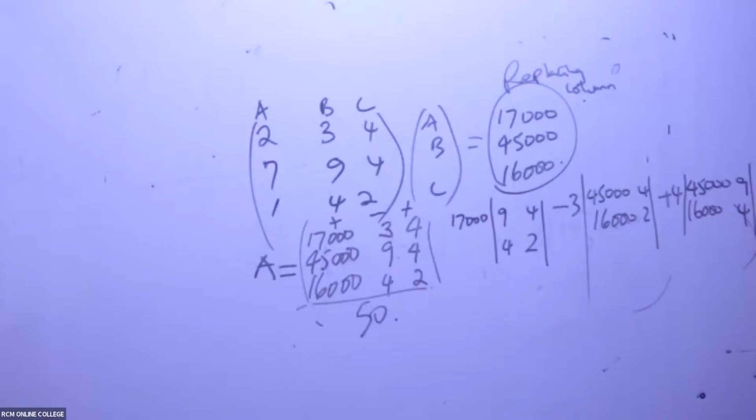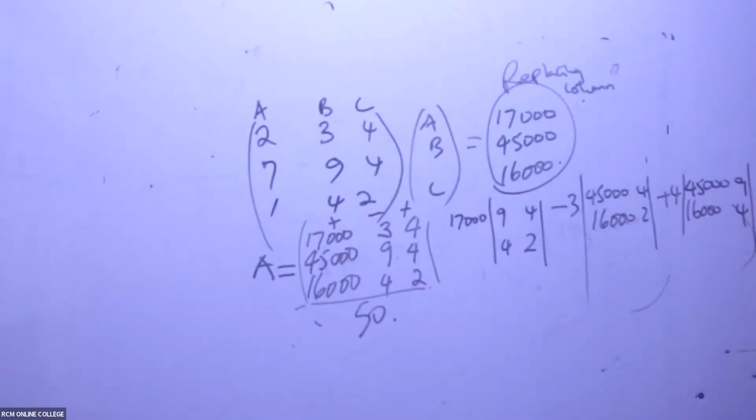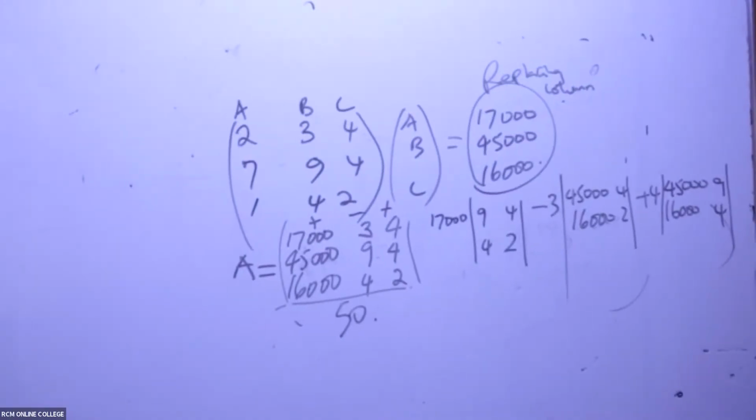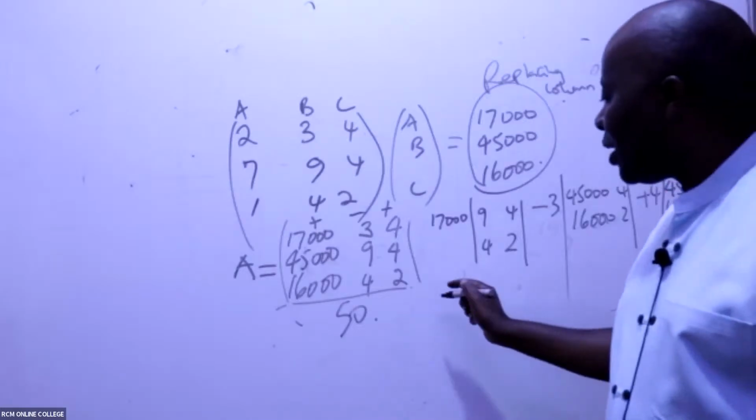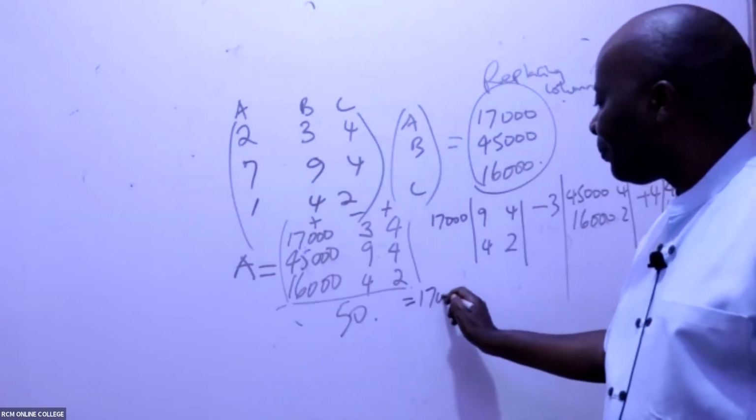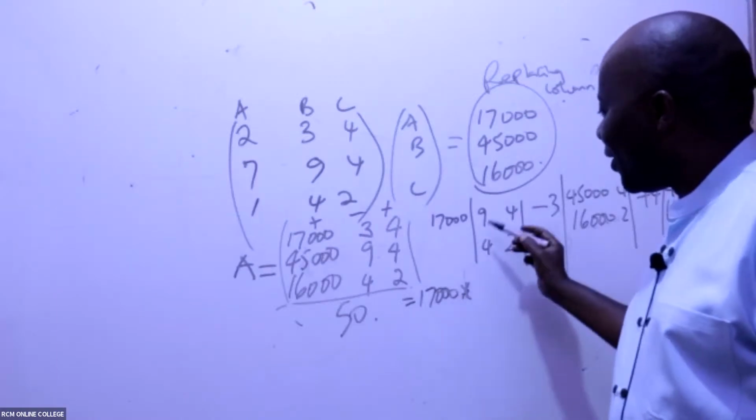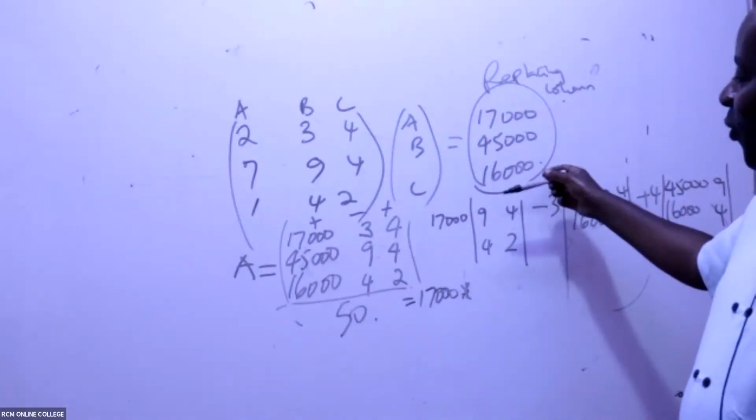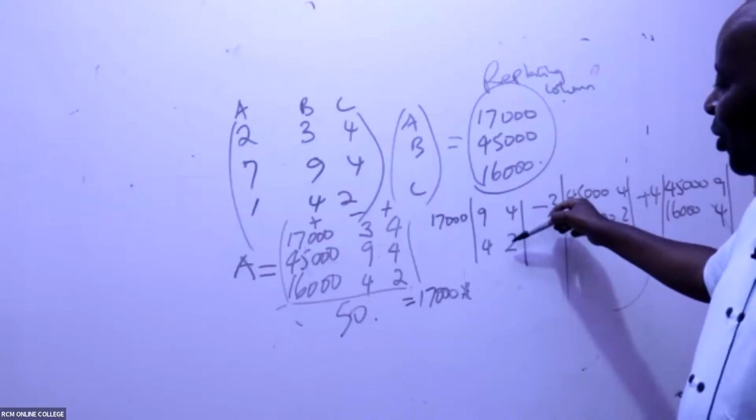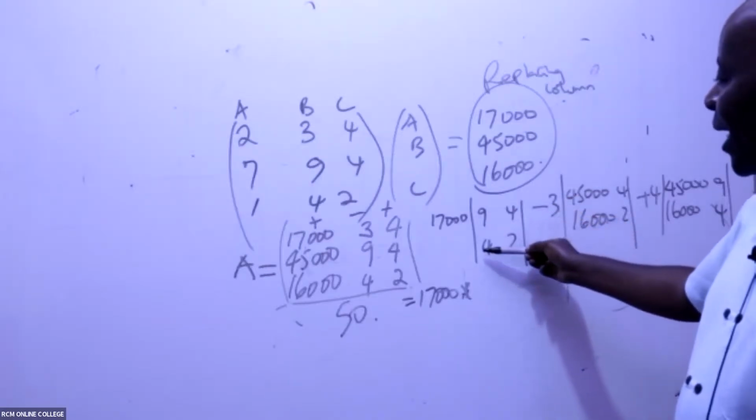Great. So then let's just finish this question, all of us, because it's the only question that I'm doing. The students who have not been able to get this nicely will be left behind and tackle this. So this one here will be 17,000 times, can somebody give me this determinant? Product of primary, so it will be 9 times 2 minus 4 times 4.